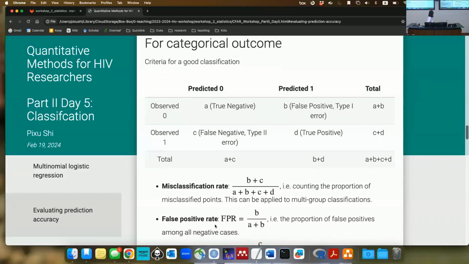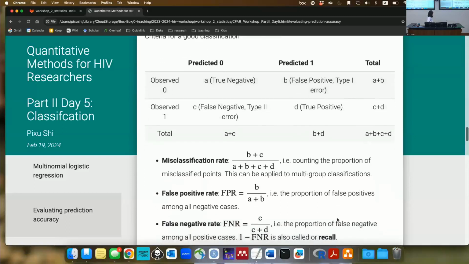And then false positive rate is B over A plus B. It is the proportion of the falsely classified points among all the negative cases, all the zero cases. That's the false positive rate. And false negative rate is the falsely classified ones among all the positive cases, all the one cases.